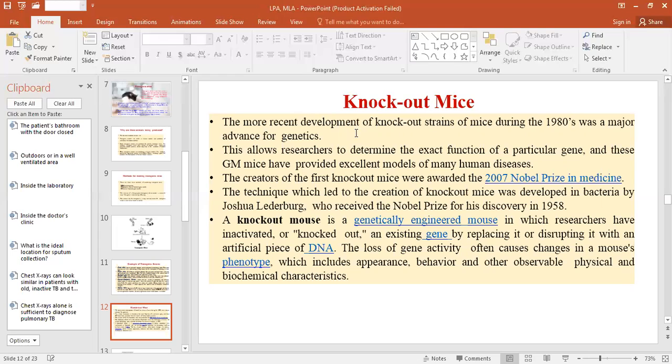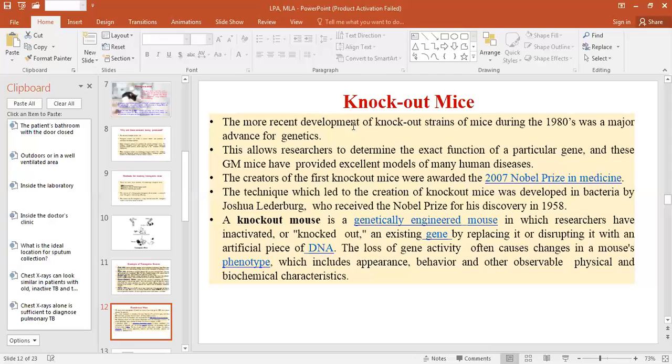These genetically modified mice have provided excellent models of many human diseases, which could not be studied in animals before. The sequencing and analysis of the mouse genome has allowed many genes to be targeted and studied using this particular technology.